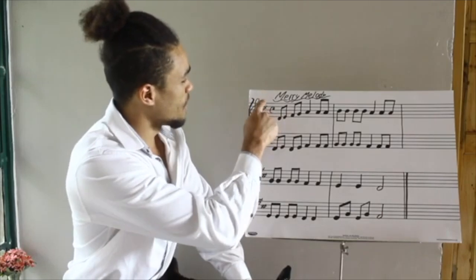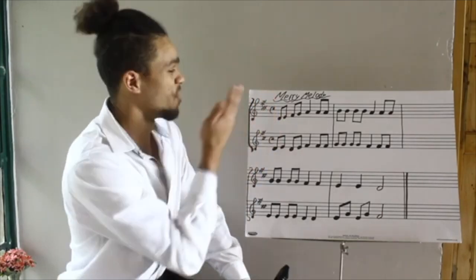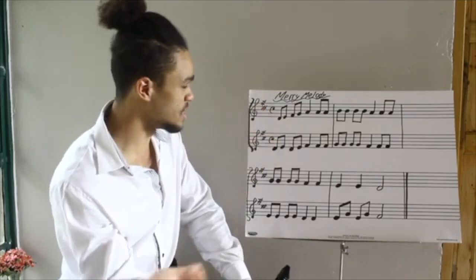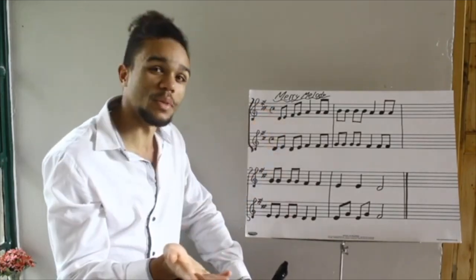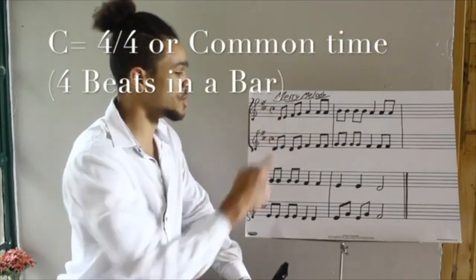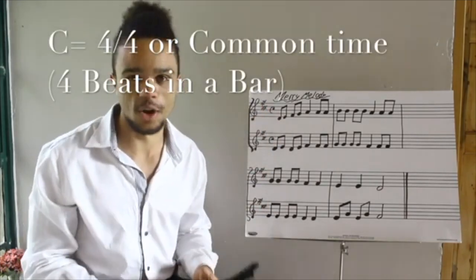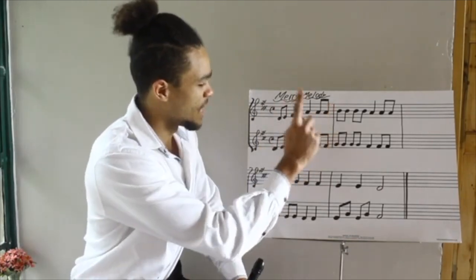Now, what we have over here is two sharps, one on the F and one on the C. That means we have F sharp and C sharp, but we're not playing any C's here, so we're not going to play a C sharp. But we have this C, and all that C means is 4/4. It's just another way of saying 4/4. What it stands for is common time. 4/4 is common time.